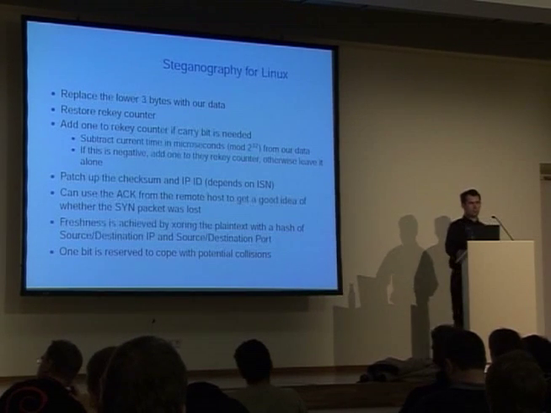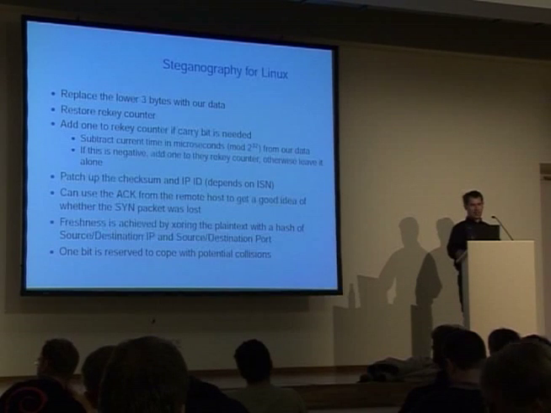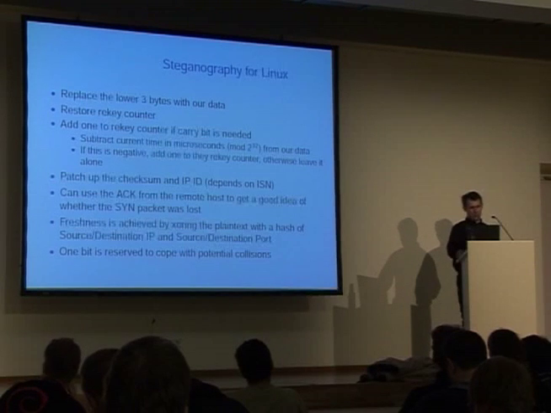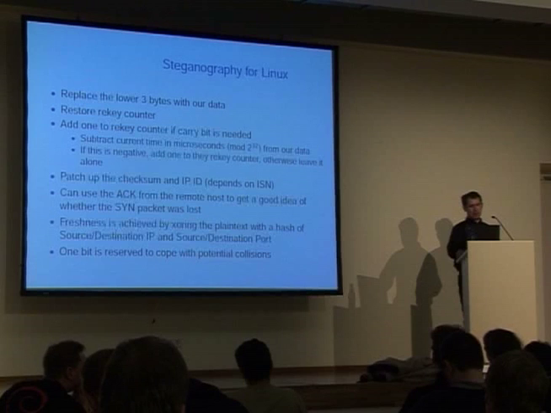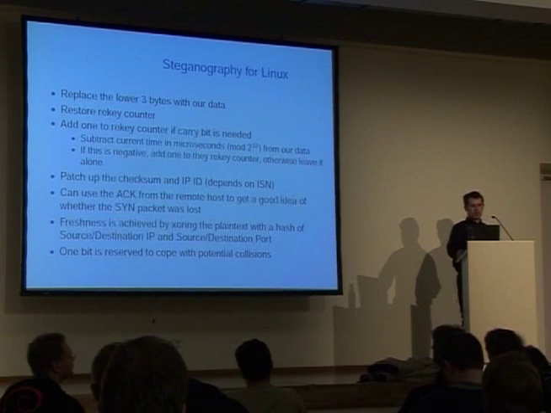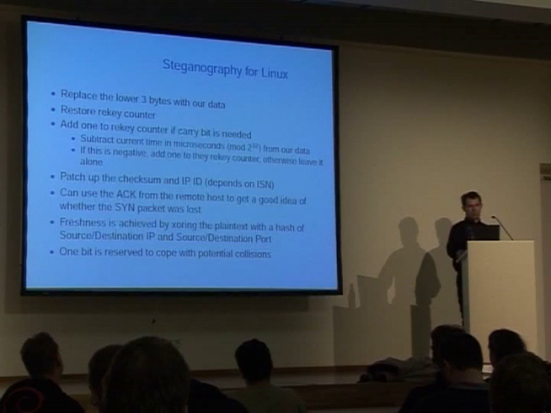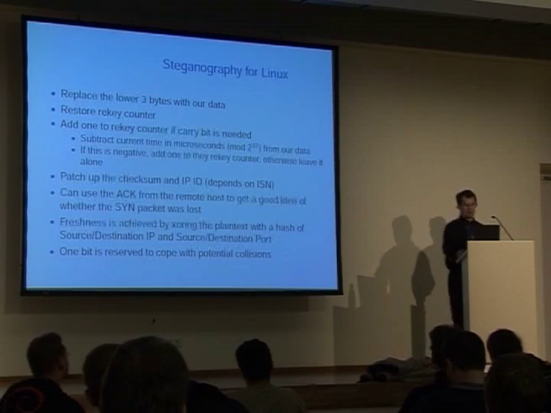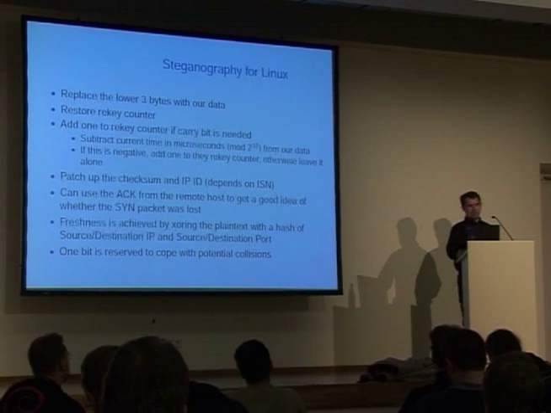Then you also have to worry about what will happen when the time was added on. This might cause a carry into the rekey counter, which the attacker would be able to see. So you compare the current time in microseconds with the data you added, and if the result is negative, then you add one to the rekey counter. And that should hopefully patch all that up. Then you also have to correct the checksum, and also the IP ID.